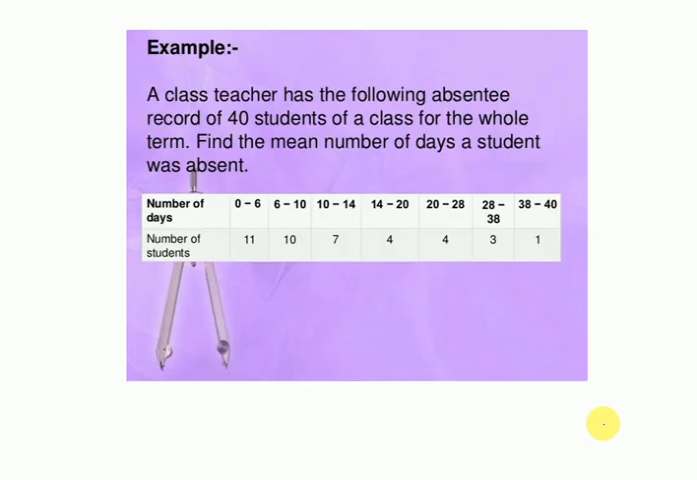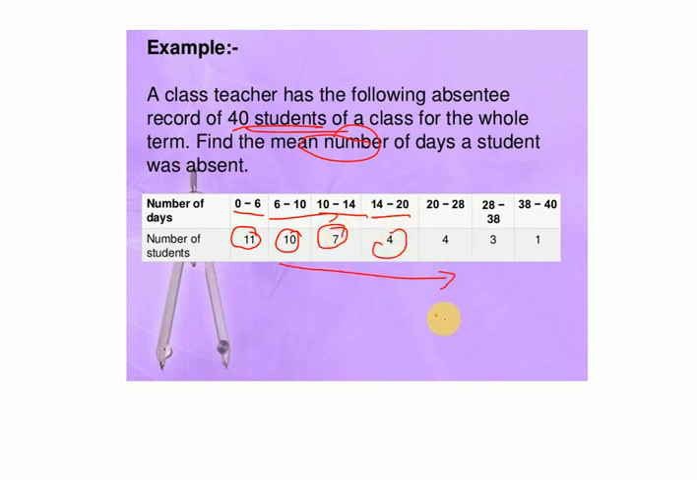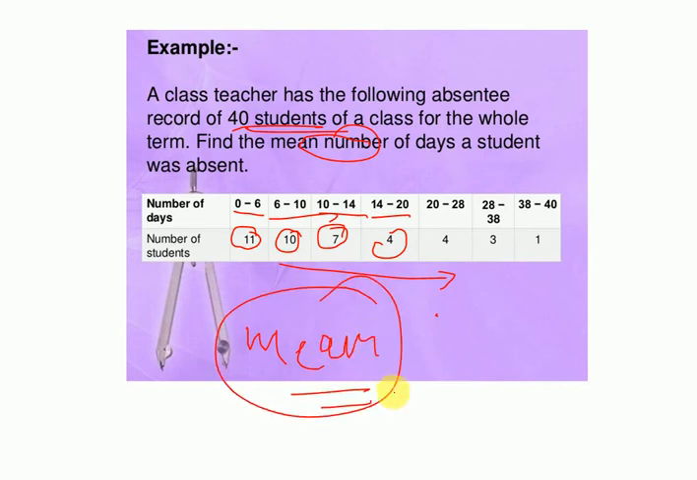Now this is our second question. This is a record of 40 students of a class. We have to find the mean. The class teacher has the following absentee record. Number of days like 0 to 6, 11 students were absent, 6 to 10, 10 students were absent, 10 to 14, 7 students, 14 to 24, and so on. Now we have to find the mean of this table. How will we find it?